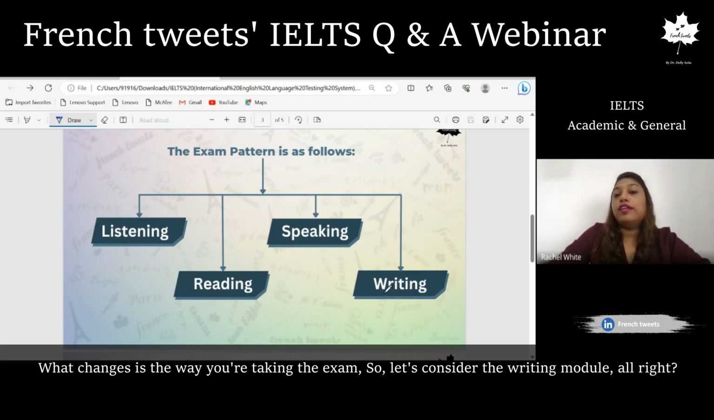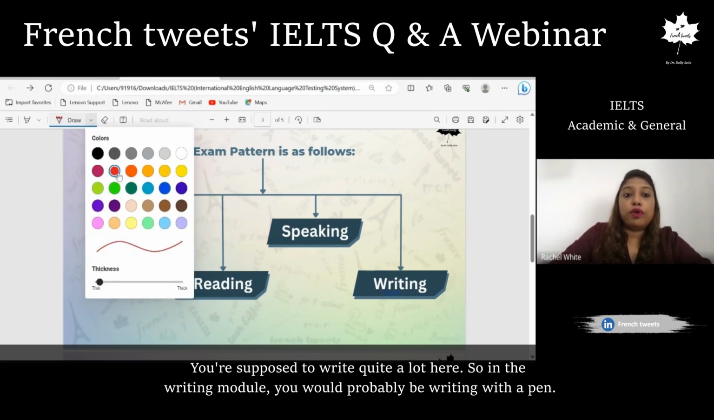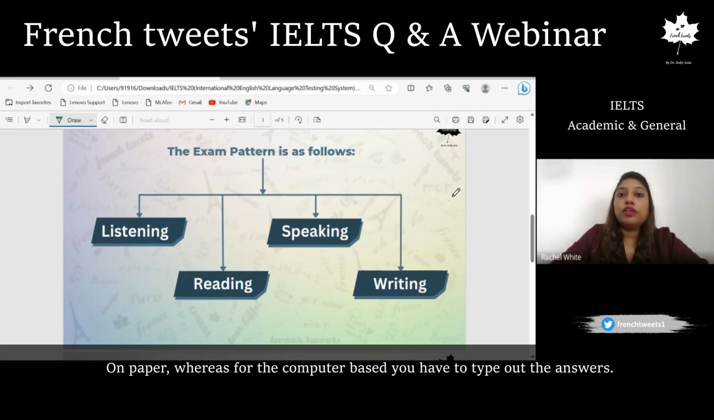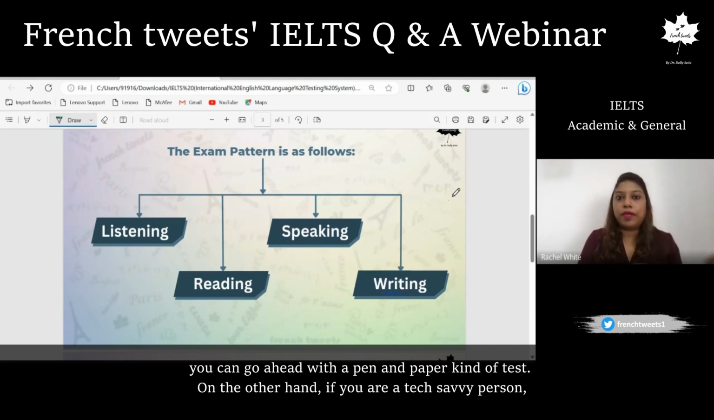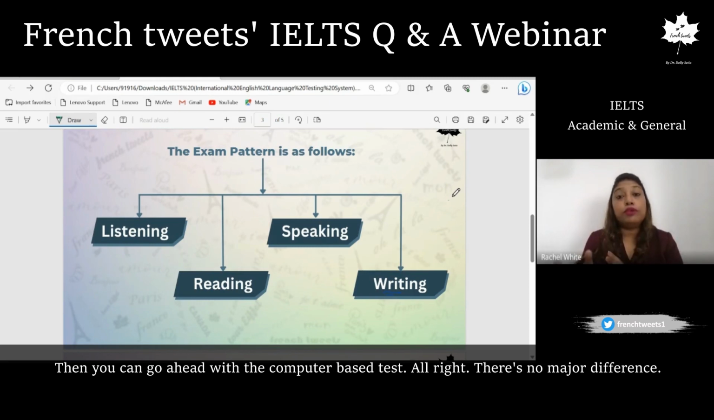So let's consider the writing module, all right? You're supposed to write quite a lot here. So in the writing module, you would probably be writing with a pen on paper, whereas for the computer-based test, you will have to type out the answers. So if you are comfortable with a pen and paper kind of test, which has always been the traditional way of writing an exam, you could go ahead with that. On the other hand, if you are a tech-savvy person, if you're comfortable typing, your typing speed, and most importantly, your typing accuracy is good, then you can go ahead with the computer-based test.